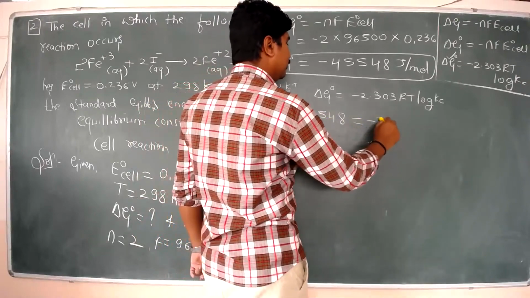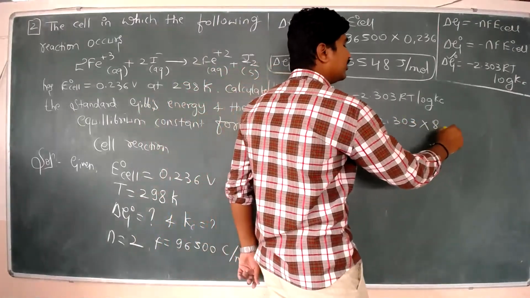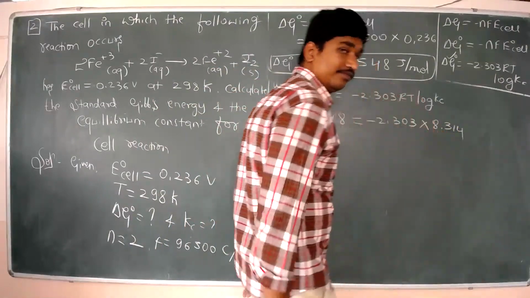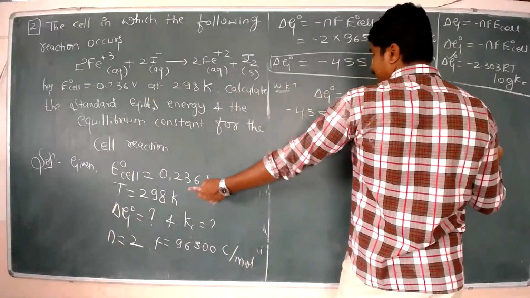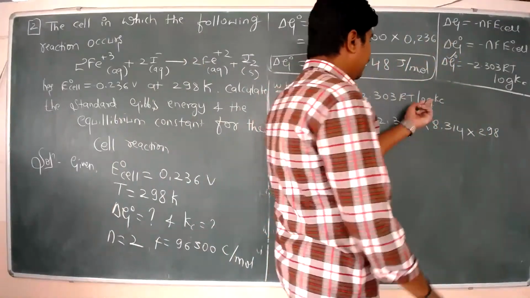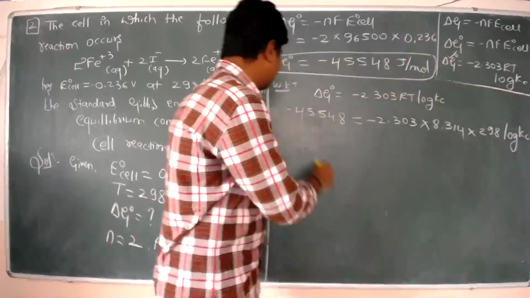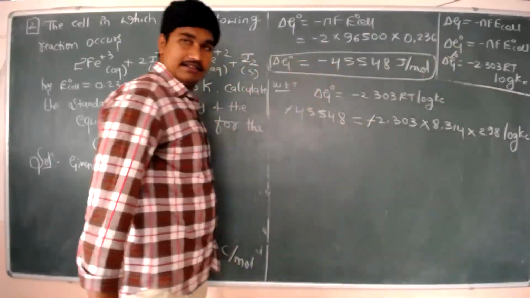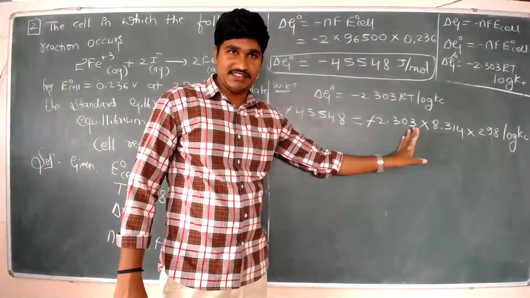45548 is equal to minus 2.303. R value, the universal gas constant, how much is it? 8.314. 8.314 into temperature, how much is it? 298 K. 298 into log Kc as it is. Now here minus, I can cancel both sides. Minus cancel each other. Right.